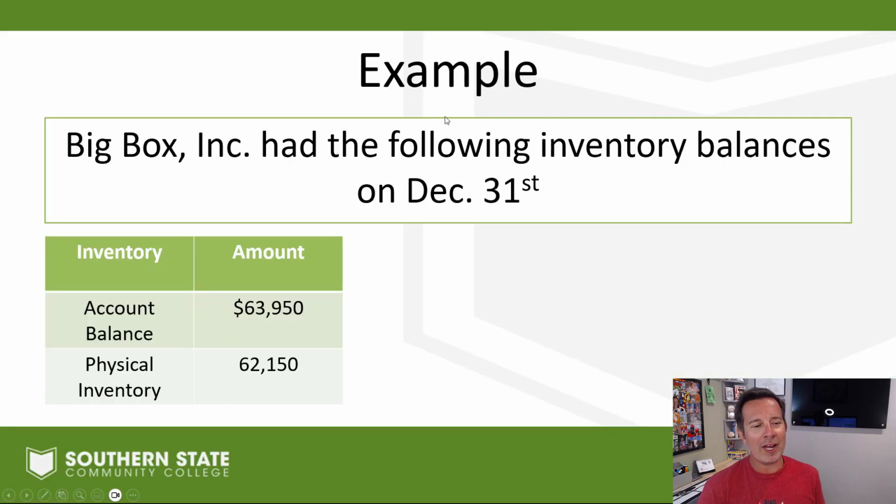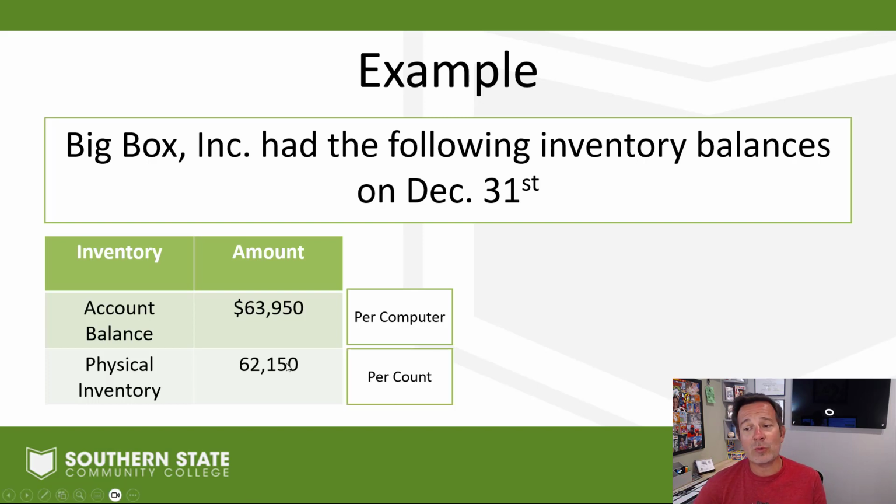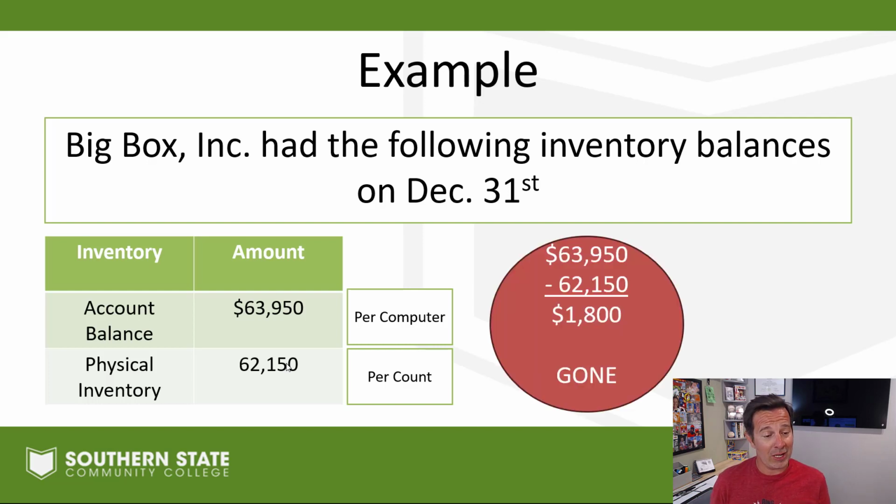Big Box Incorporated had the following inventory balance on December 31. Per the computer, they had $63,950. That was in the accounting records for the account balance. In other words, what the computer showed is the value of inventory. But when it was counted physically, someone went out and counted it, we counted $62,150 worth of inventory. Computer says one thing, reality in our count says another. So we have shrinking going on.